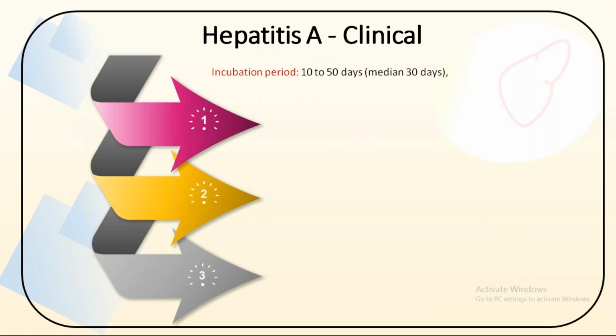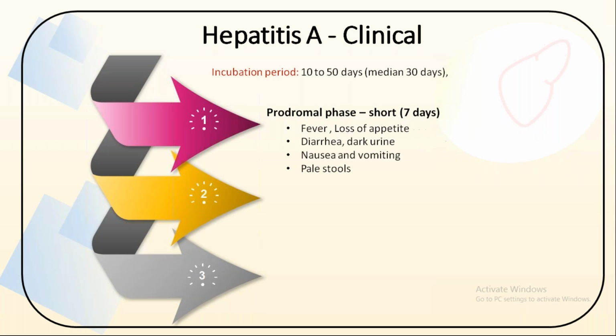So look at this actually, the development: the incubation period is 10 to 50 days, and on average you can say 30 days. It has 3 phases. First and foremost, the prodromal phase lasts around 7 days. At this stage, the symptomatology is fever, loss of appetite, diarrhea, and dark urine because of the bilirubin elevation. Usually bilirubin is about 2 to 4 milligrams, not high. There is nausea and vomiting and pale stools because of the cholestasis. These are the initial symptoms.